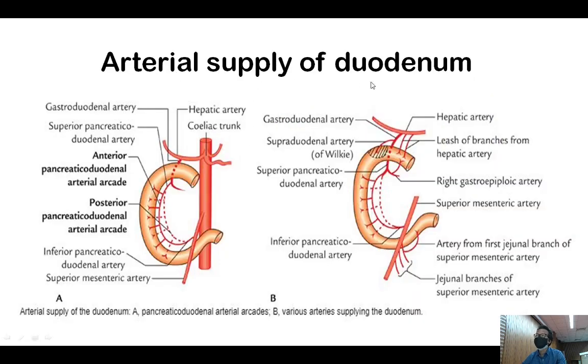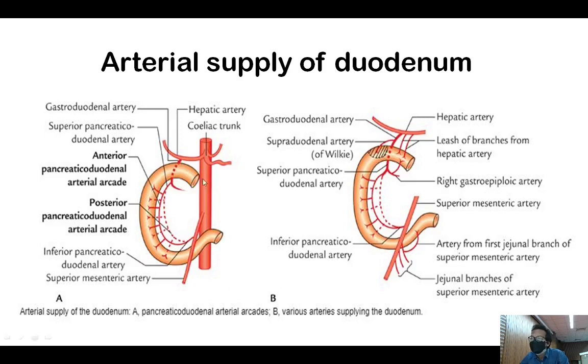Now we'll talk about the blood supply of the duodenum. We can see here, this is the aorta, the abdominal aorta. From the abdominal aorta, you have the celiac trunk, all right. From the celiac trunk, you have this hepatic artery coming out. Now from the hepatic artery, you have one artery which is known as the gastroduodenal artery. This gastroduodenal artery will supply the upper part of the duodenum.